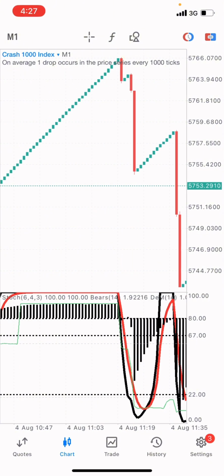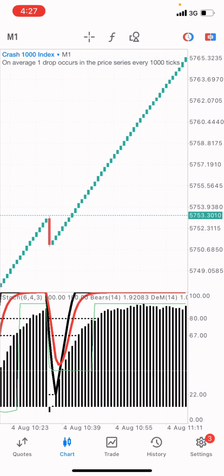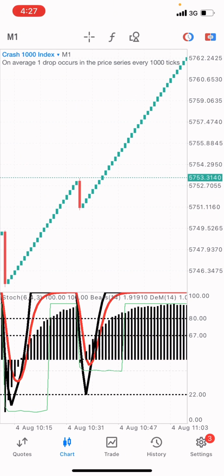Now, how do we go about this to be successful with this type of indicator? We're going to be taking only buys. We're going to be buying the market only, that is the bearish pattern. We're not going to be taking the bullish. We're not catching spikes. We're not trading the spikes. We're going to be just buying the market.